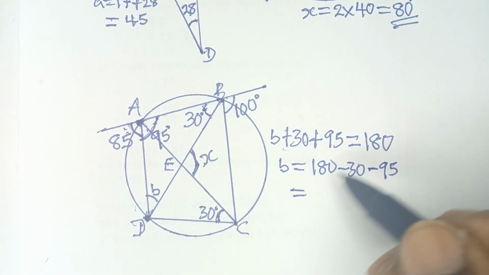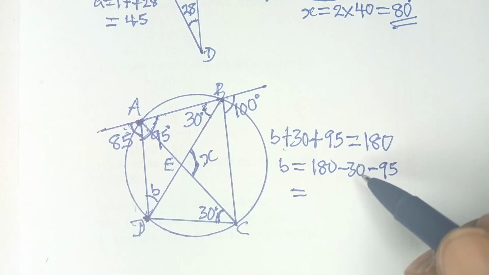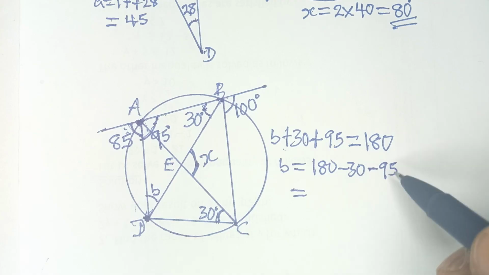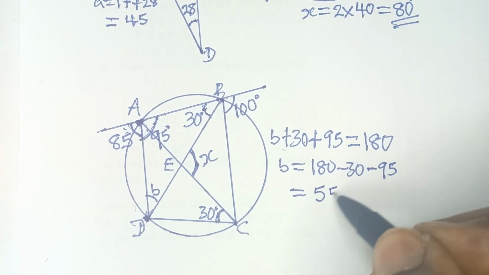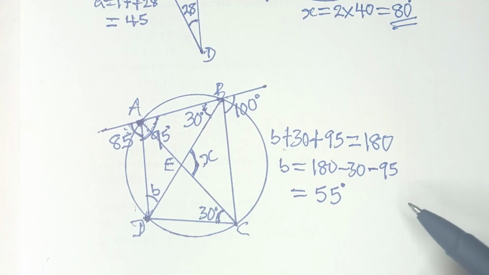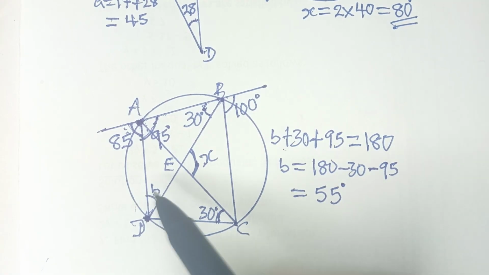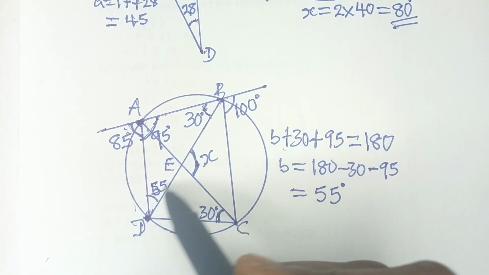So 180 minus 30 will give us 150. And then 150 minus 95 will give us exactly 55. So that means B is 55 degrees. So B is 55 degrees. Now that we have the value of B here, that means this angle is 55 now. I can simply write 55 here.